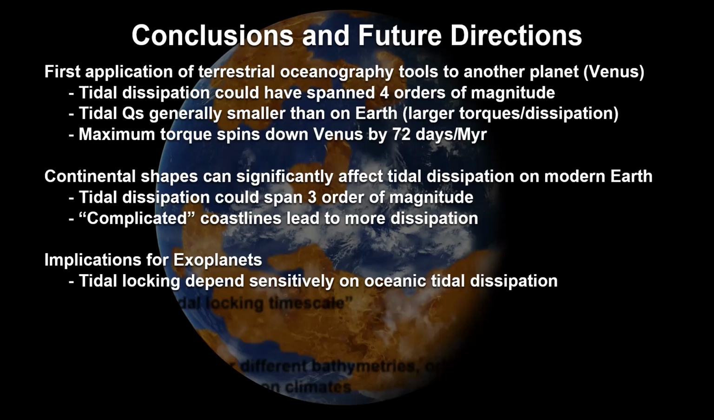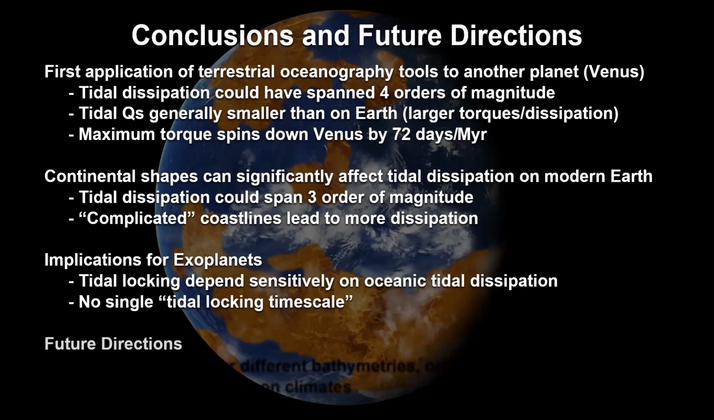And of course, we want to know things like the coastline and exobathymetry, but those are hard things to know, yet they can really affect the timescale to tidal lock by orders of magnitude. And I think it goes without saying that there's not just a single tidal locking timescale. We can't just draw a line on the habitable zone plots and say this is where planets tidally lock.